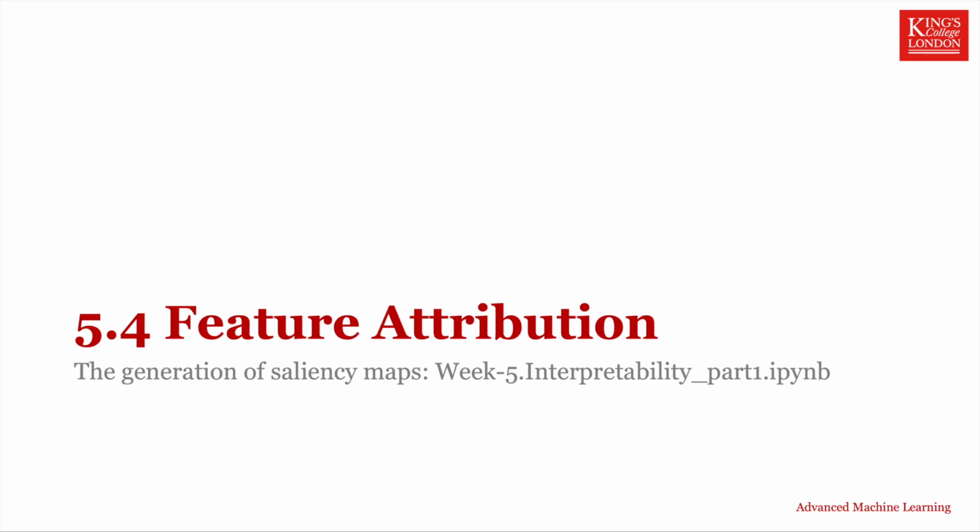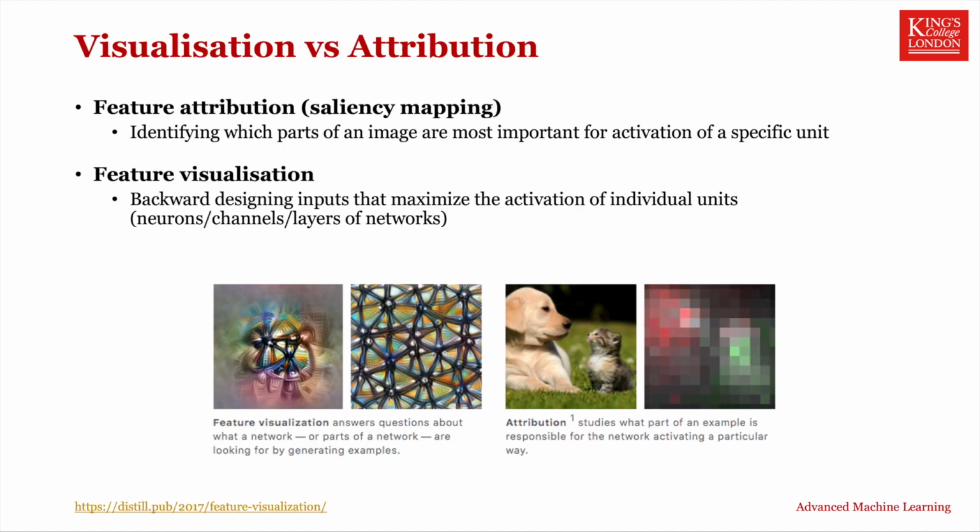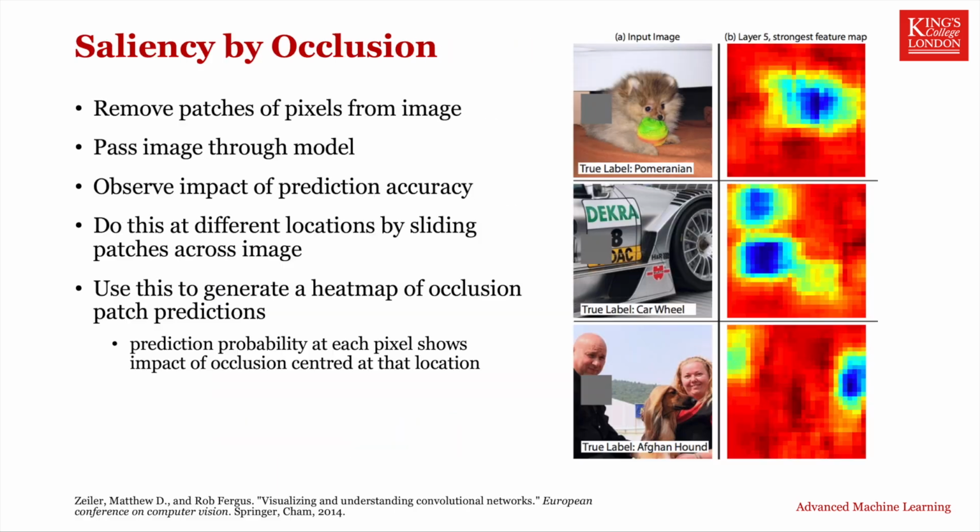In the next two video lectures, we will look at techniques which try and investigate what networks have learnt post hoc. This includes both feature attribution or saliency-based methods which attempt to identify which parts of an image are most crucial to a prediction, and visualization methods which specifically try and engineer images which maximize the activation of individual units in the network. In this video, we'll start by looking at the saliency mapping techniques.